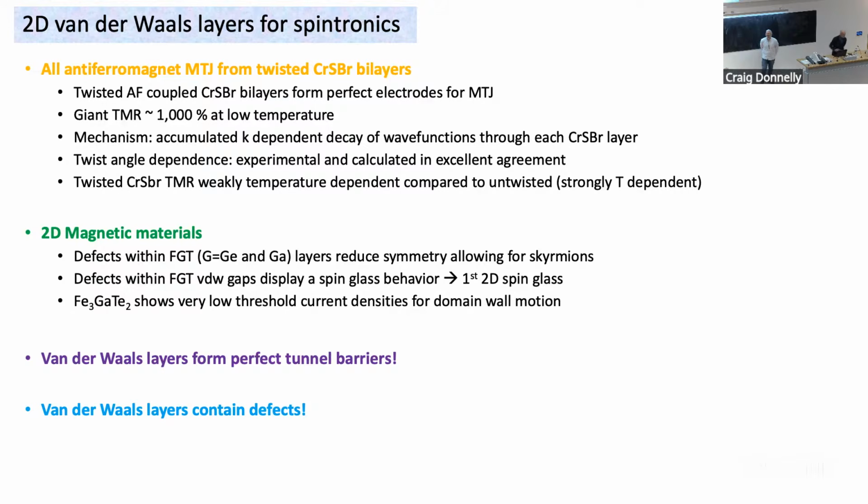Jeremy? I'm interested in the iron gallium tellurium system, where you have this domain wall motion, which is very easy. Does domain wall pinning occur in the same way in these 2D materials with very smooth interfaces, or is domain wall pinning a very different sort of phenomenon?